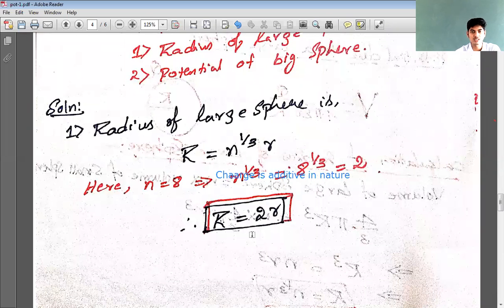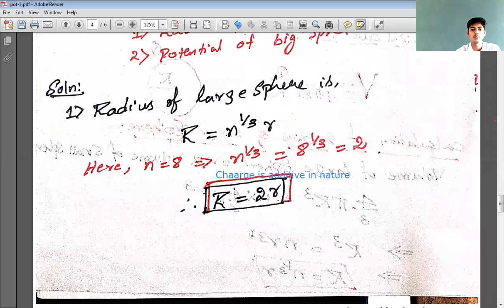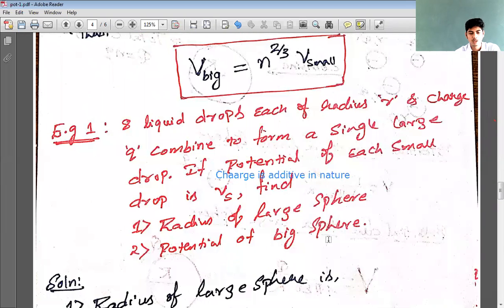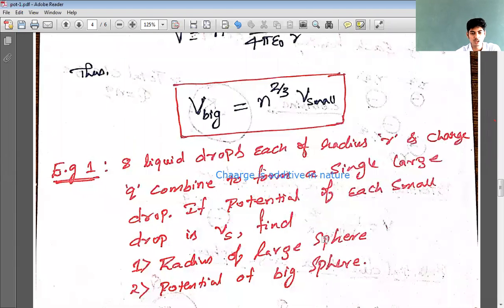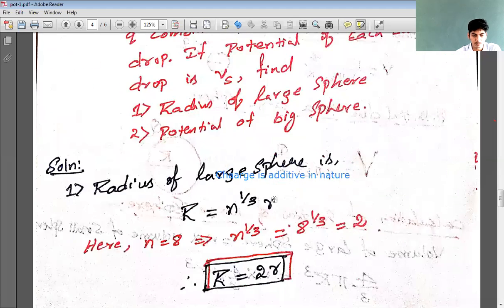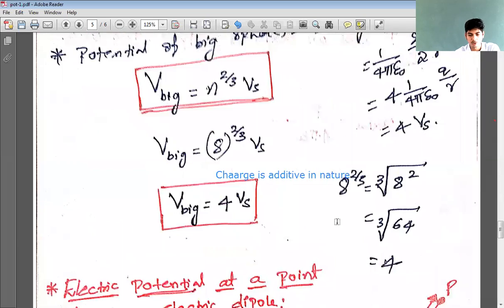Once you get the radius of the large sphere, you can calculate the potential of the large sphere. Can you tell me what is the potential of the big sphere? Potential of the big sphere is n power 2 by 3 times the potential of the small sphere. Just tell me what n power 2 by 3 is. 8 power 2 by 3. Let us simplify it correctly.